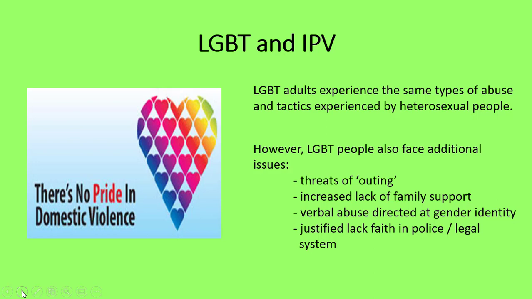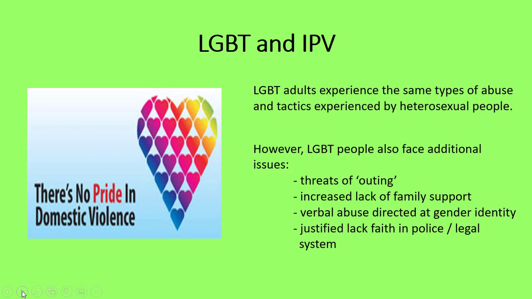So, in addition to all the verbal abuse an abusive partner hurls at their victim, they're also going to make threats of outing them. If you don't do what I want, if you don't do what I say, I'm going to tell your father you're gay. I'm going to tell your mother you're a lesbian. I'm going to tell everybody you work with that you're transgender. So that's an additional type of intimidation and coercion that abusers can use against someone in the LGBT community.